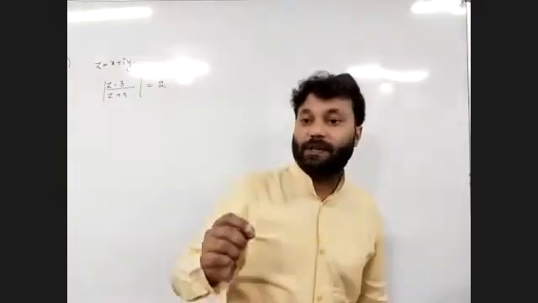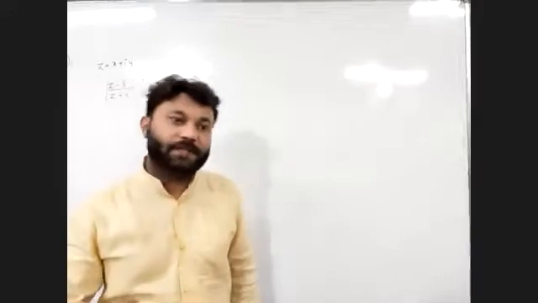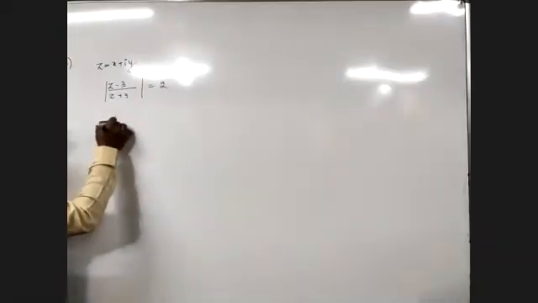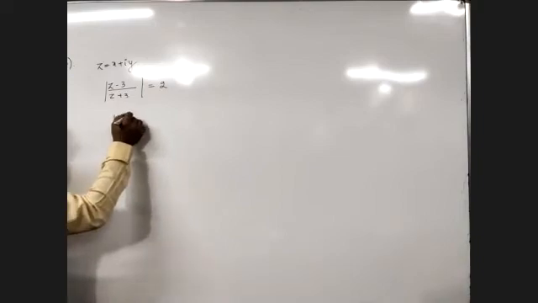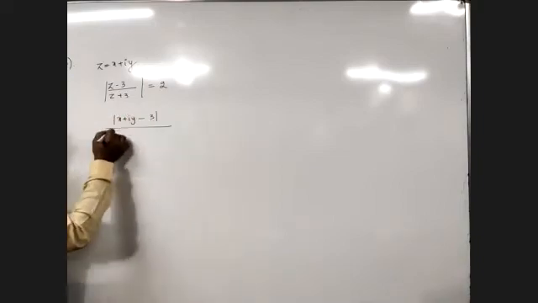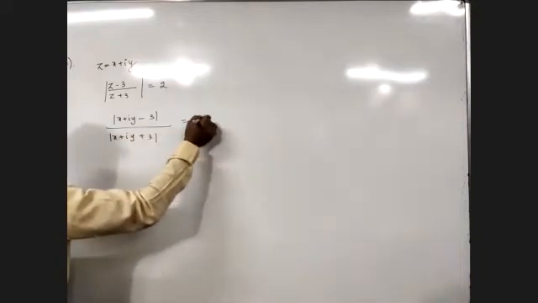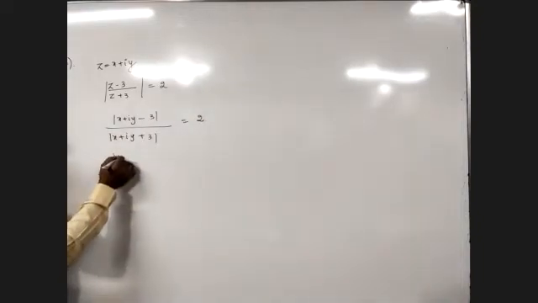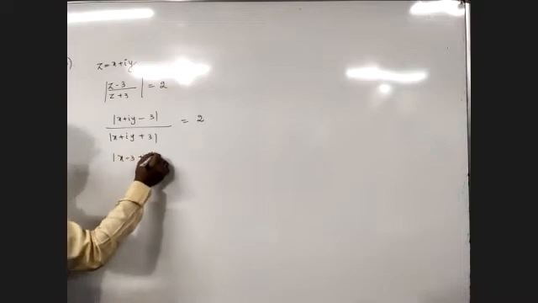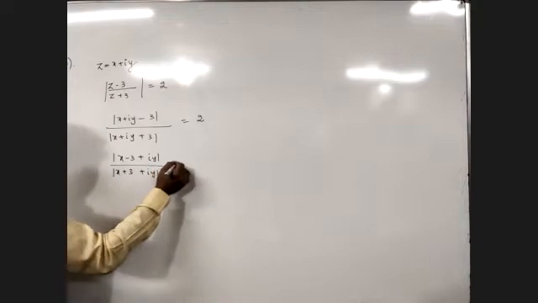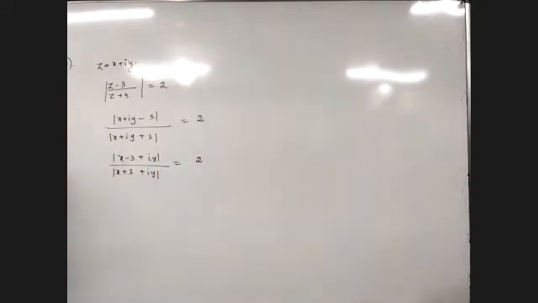The condition in the question, in that condition we will just put x plus iy in place of z. That's the only thing to be done. Look, mod of (x plus iy minus 3) whole upon mod of (x plus iy plus 3) is equal to 2. This will be (x minus 3) plus iy whole upon (x plus 3) plus iy is equal to 2.